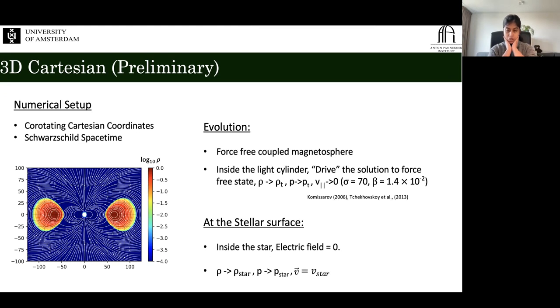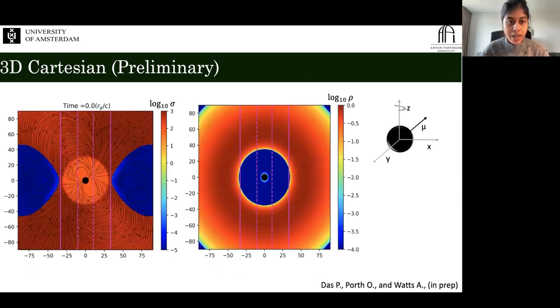And the pressure, density, and the velocity of the star are basically set to some values at every iteration. So we always override the pressure, density, and the velocity components inside the stellar surface. So we are basically trying to mimic a spherical boundary condition within Cartesian coordinates. Right. And this works pretty well.